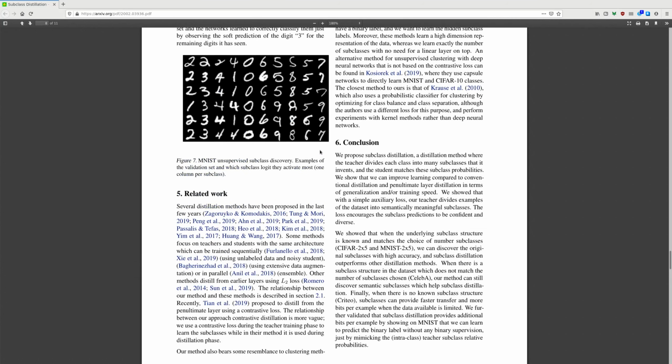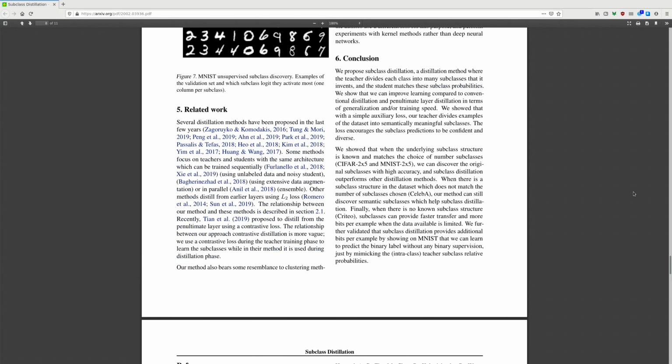That would be all. Let me read quickly the conclusion again. We propose subclass distillation, a method where the teacher divides each class into many subclasses. When the student matches the subclass probabilities, we show that we can improve learning compared to the combination of distillation and penultimate layer distillation in terms of generalization and training speed. We show that with a very simple auxiliary loss, our teacher divides examples of the data into semantically meaningful subclasses. The loss encourages the subclass predictions to be confident and diverse.